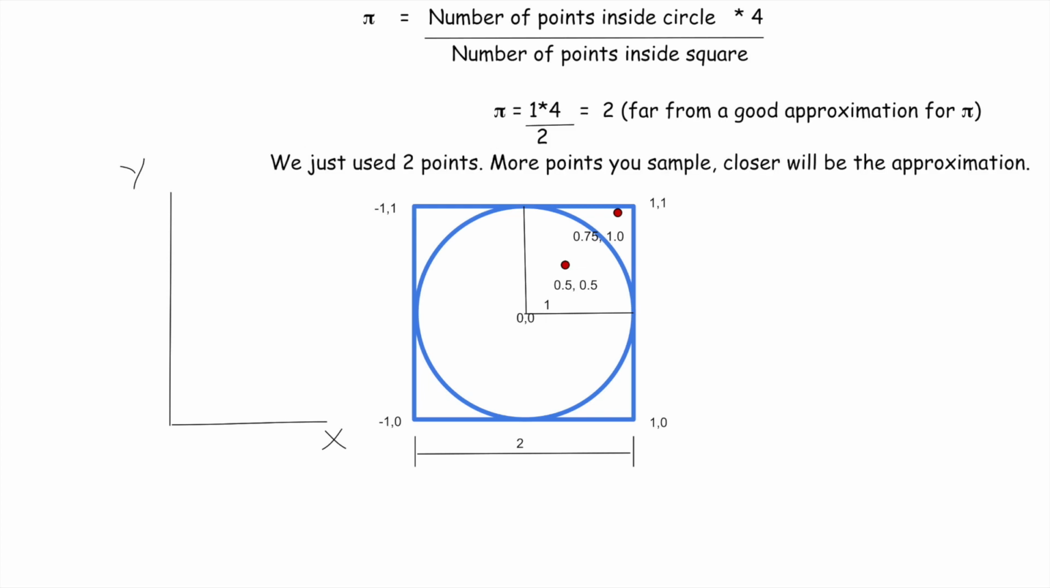Based on the 2 sampled points, the ratio of the number of points inside the circle to the square is 1 by 2. Using this as the ratio of areas, we get a value of 2 for pi. This is far from being a good approximate value of pi, but we have used only 2 points. As we use more points, we get closer to a good approximation of pi.